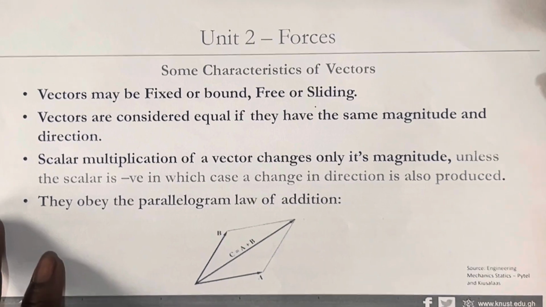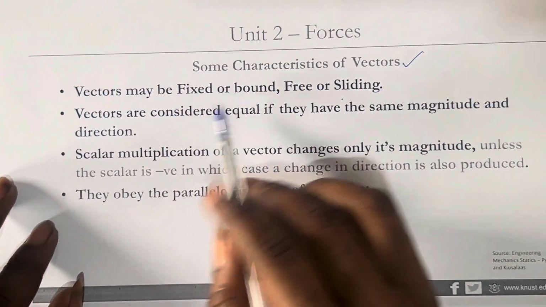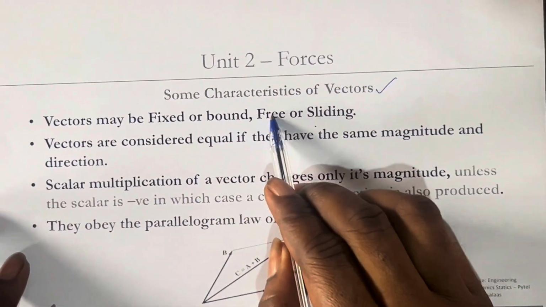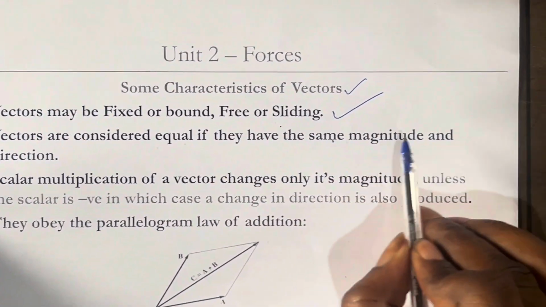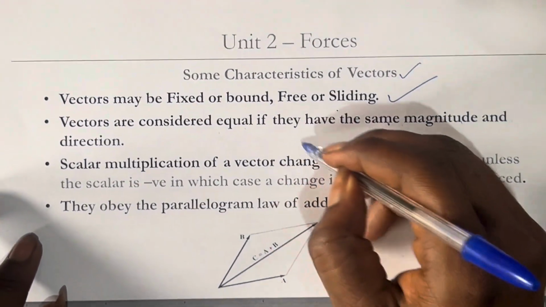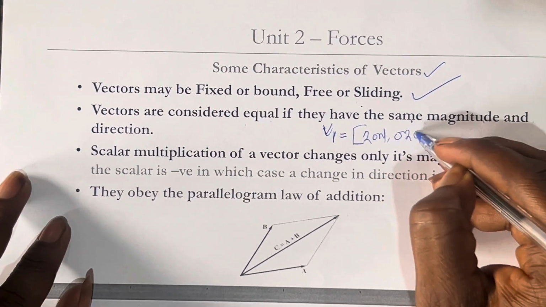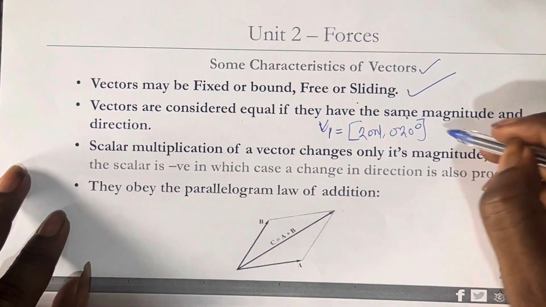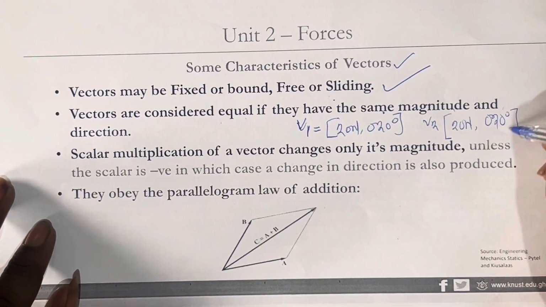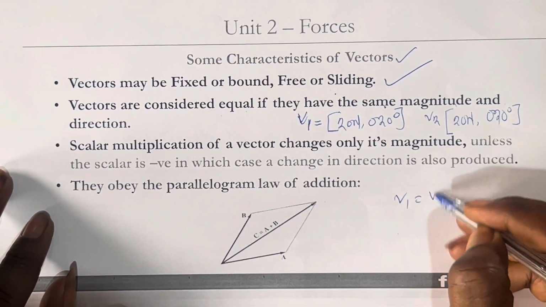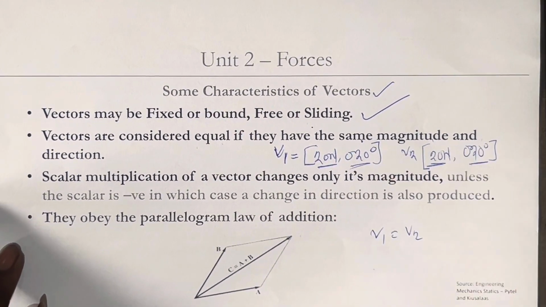Now, let's look at some characteristics of vector quantities, or vectors. Vectors may be fixed or bound, free or sliding. We say vectors are considered equal if they have the same magnitude and direction. For instance, vector 1, V1, has 20 Newton at 20 degrees, and vector 2 also has 20 Newton at 20 degrees. Vector 1 and vector 2 are equal because they have the same magnitude and the same direction.